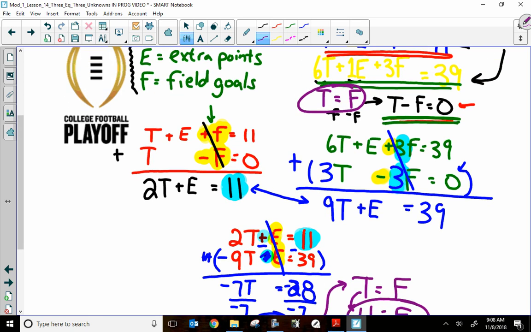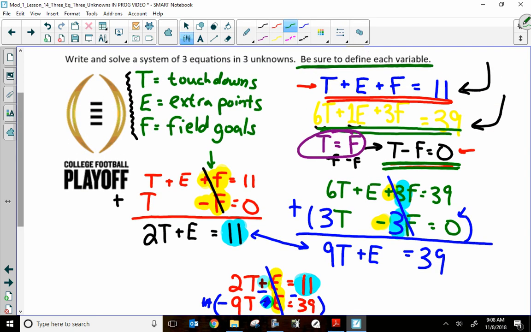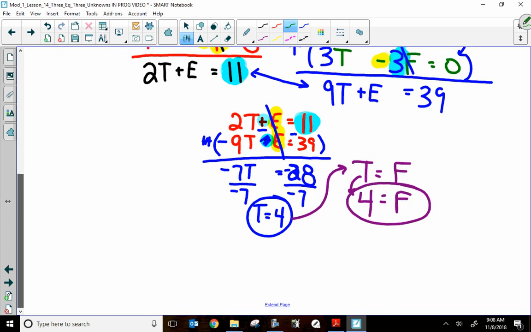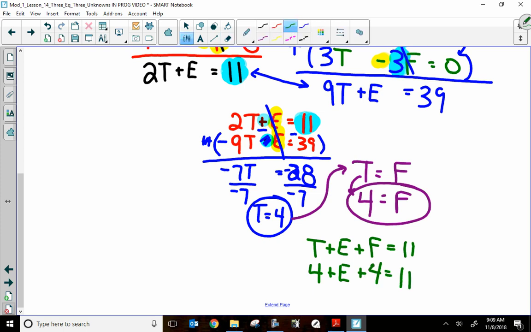No. No. I am going to use one of these three equations to solve for E. My bottom one does not have an E in it. This top one looks a million times easier. If I add them all three together, I should get 11. So, T plus E plus F equals 11. Well, I know my T is 4. I'm solving for E. I know my F is 4. That should be 11.